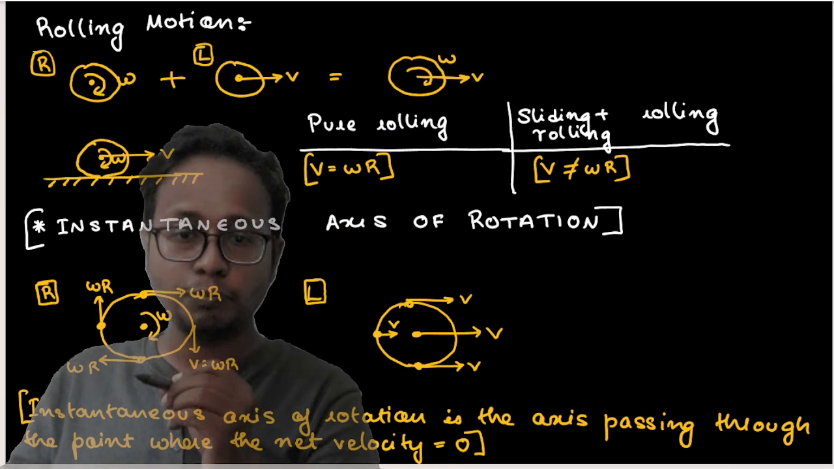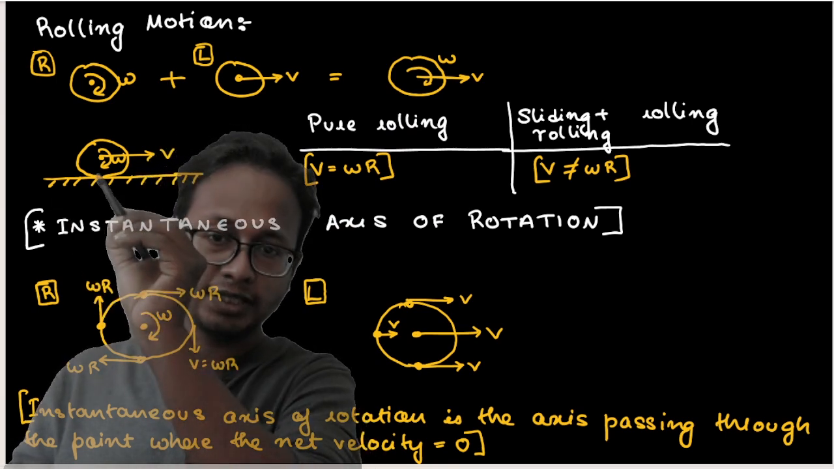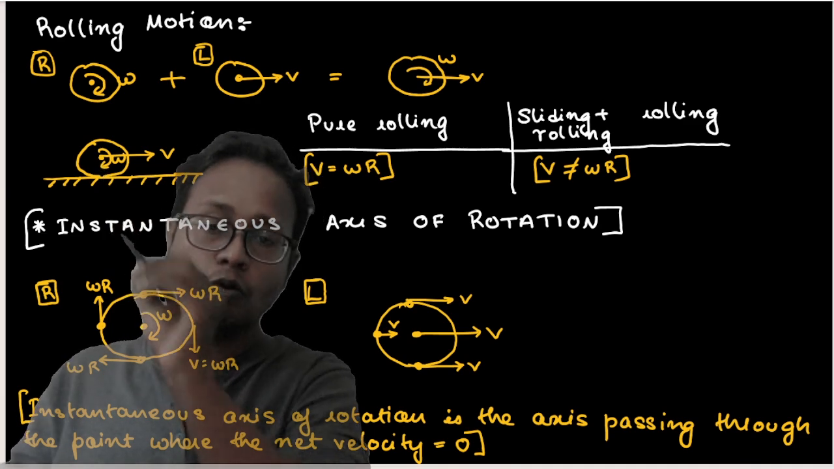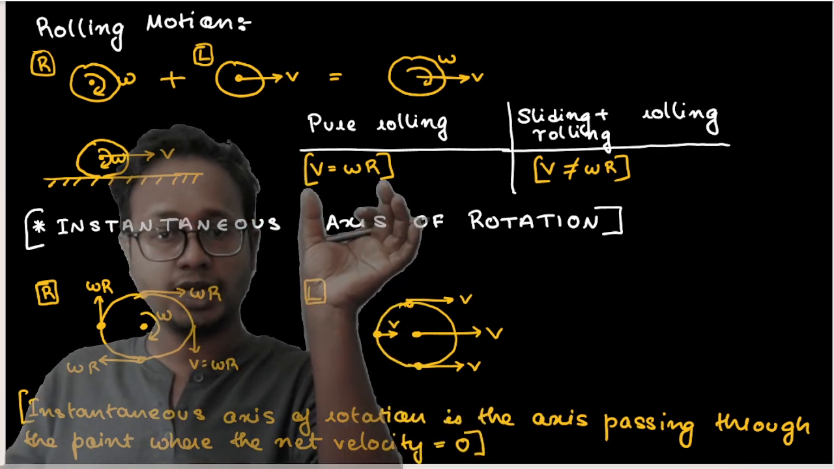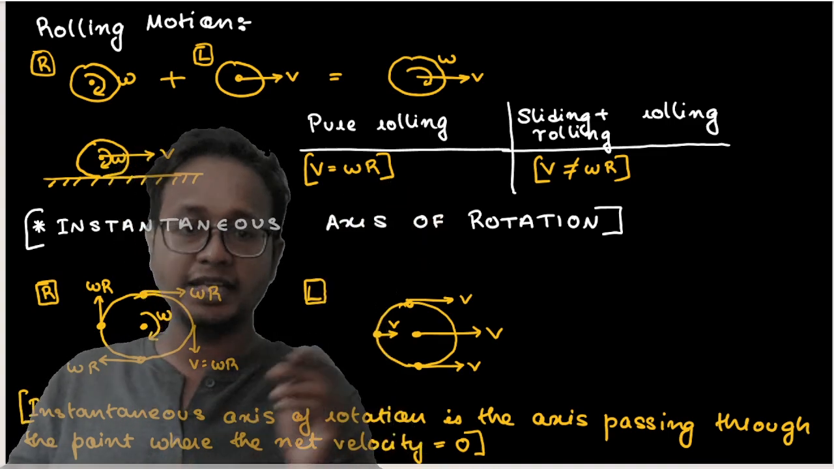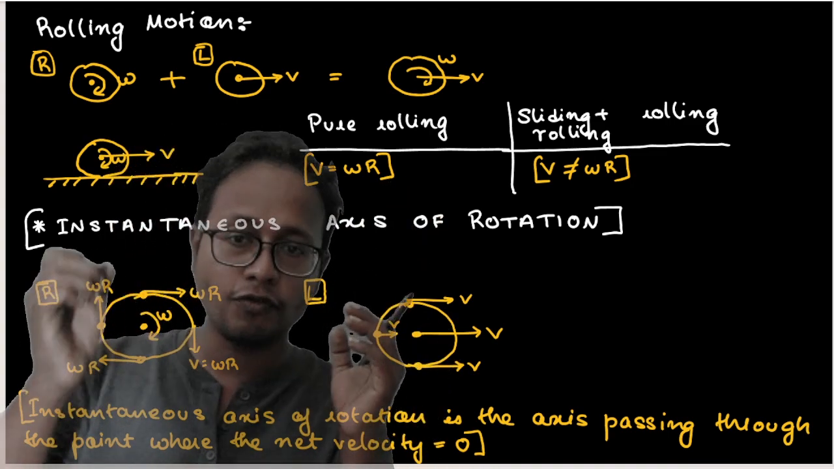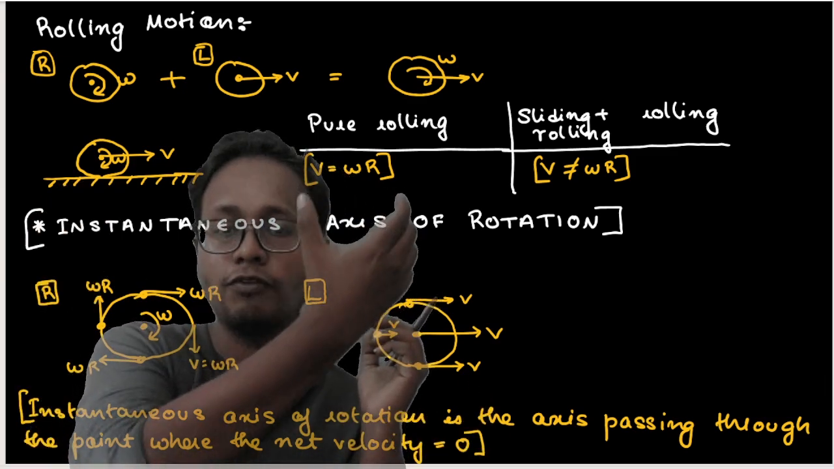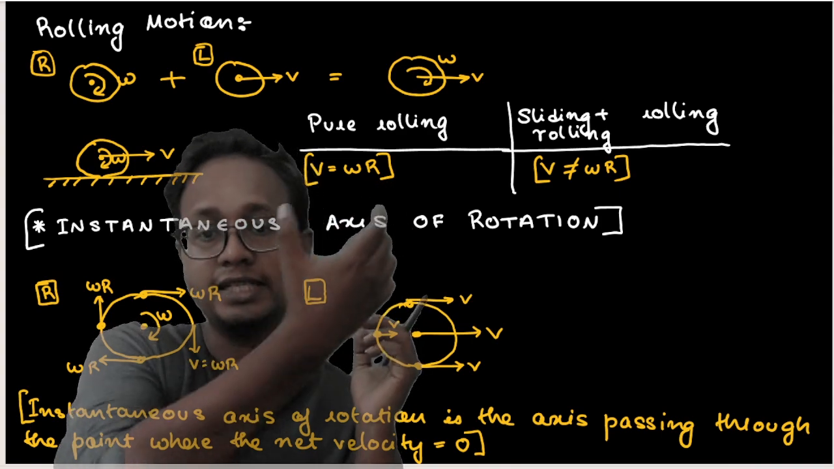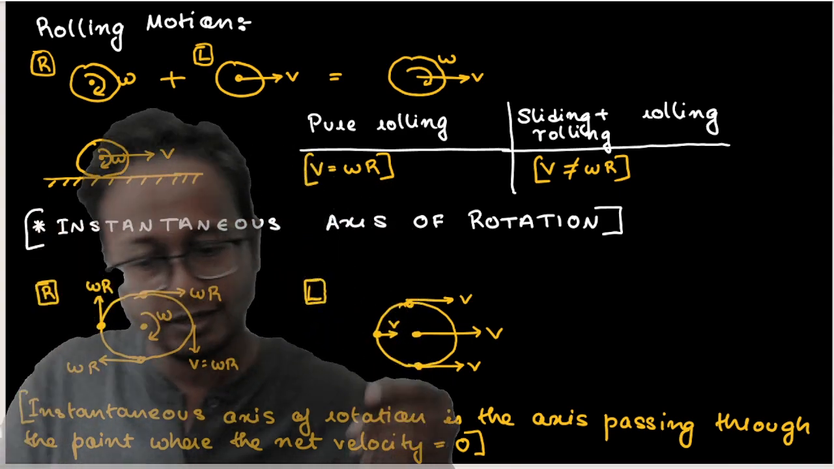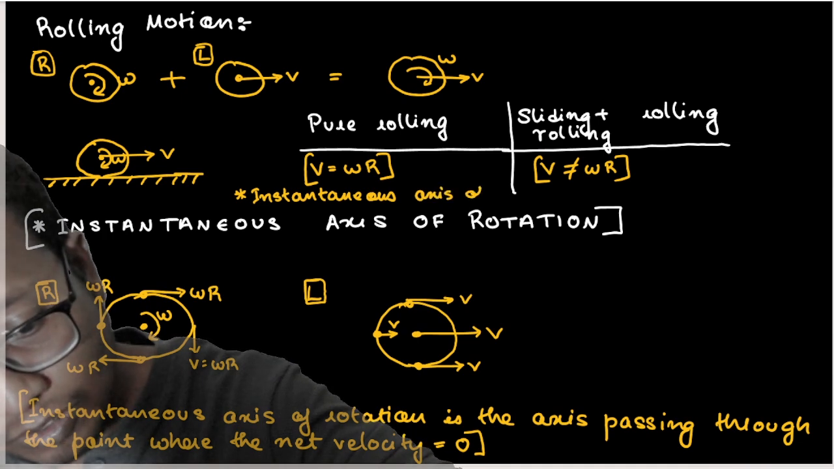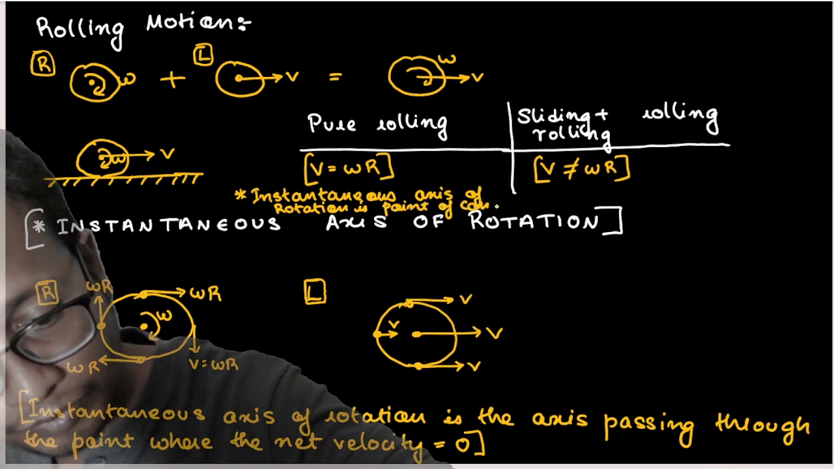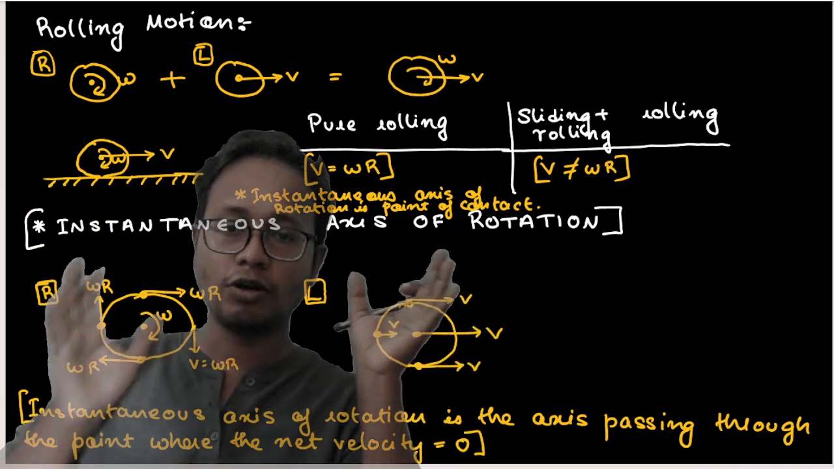Now for pure rolling, check the point of contact, where the surface touches the sphere. What is the velocity at the point of contact? Omega R in this direction minus V in this direction. We already know that the magnitude of V is equal to omega R, so omega R and V cancel out each other, because the condition for pure rolling is V equals omega R. So by that condition, the instantaneous axis of rotation becomes the point of contact. Understood this much? This is the only thing that you need to know.